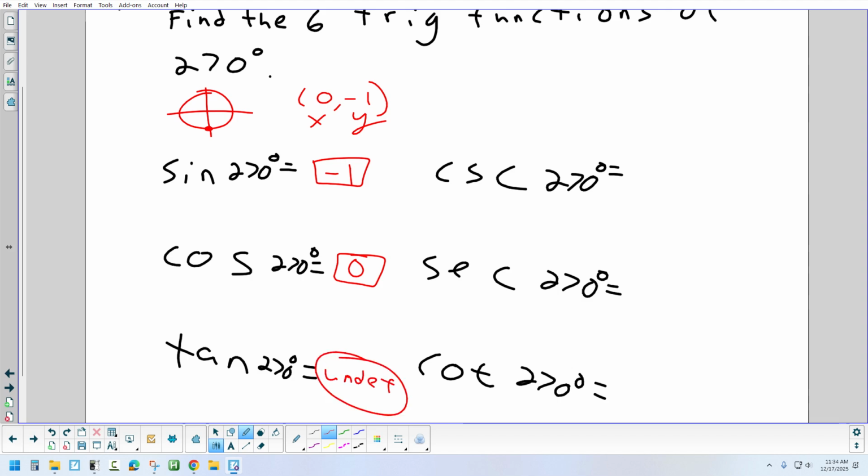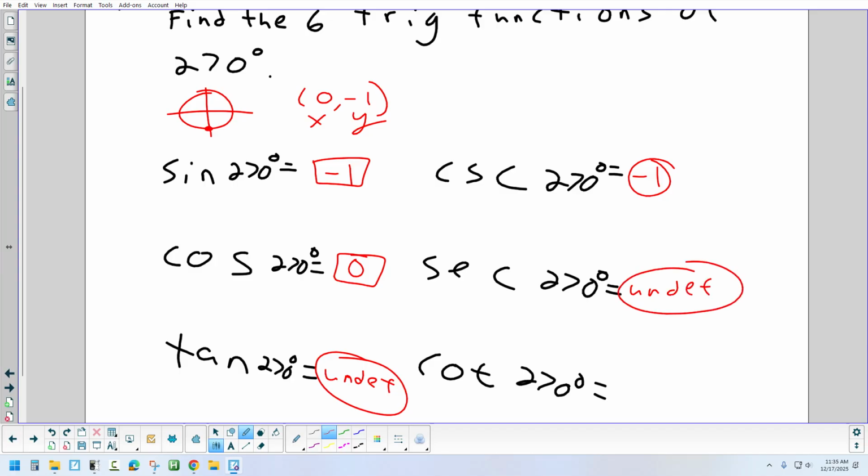If you leave it as -1 over 0, I'll give you half credit because you did know the formula, but I don't know if you know that you can't divide by 0. So -1 over 0 is undefined. All right, cosecant of 270. 1 over -1, and what does that simplify to? -1. How about the secant of 270? Final answer? Undefined.